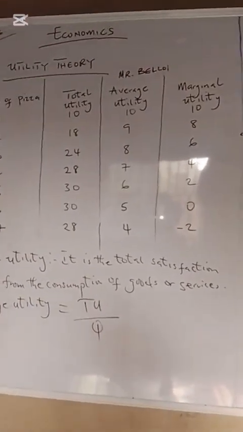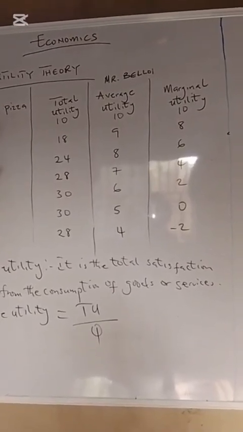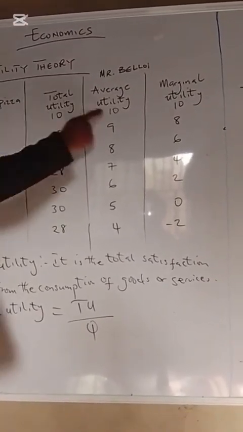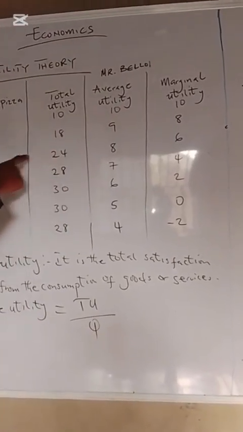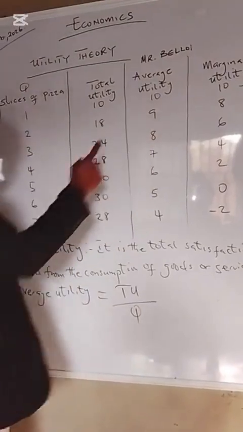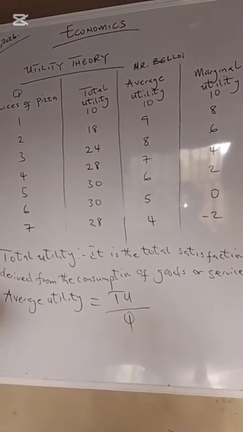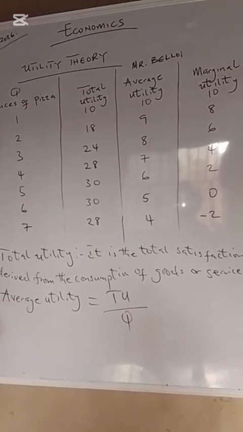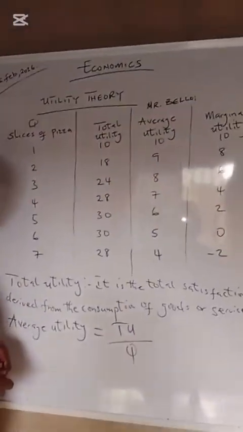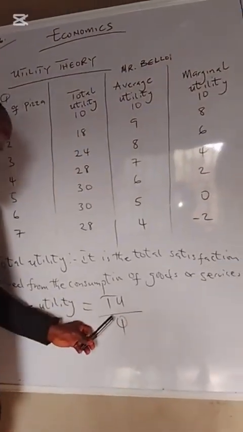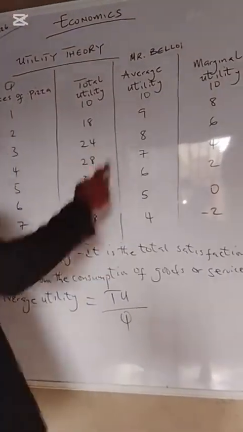Look at this now. If you want to get this, that means 10 divided by 1. These slices, you can refer to as quantity. So 10 divided by 1, we arrive at 10. 18 divided by 2, the average utility is 9. 24 divided by 3, the average utility is 8. That's why we say that it is the total utility per unit of commodity consumed. That's the meaning of average utility. The formula is total utility divided by quantity, and that's what we have just done in the table.